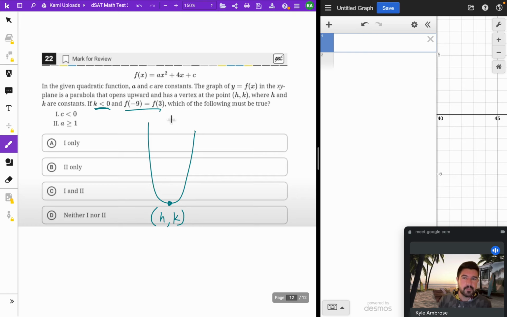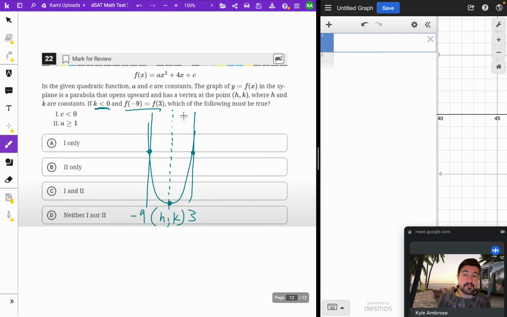So if you have a parabola, remember, through the middle of the parabola is an axis of symmetry. It's symmetrical. So if f of negative 9 equals f of 3, that means that we've got these 2 points that are the same height, and that means their value in the function is the same, right? F of negative 9 equals f of 3. That means the height of the function at negative 9 is the same as at positive 3, which simply means that these two x values, negative 9 and 3, are equidistant.